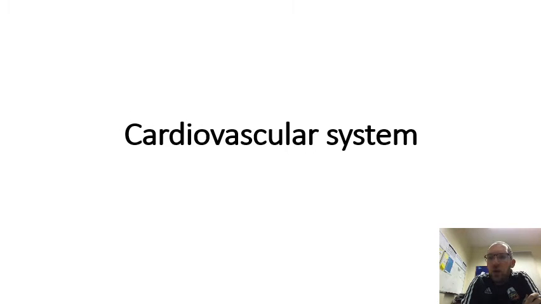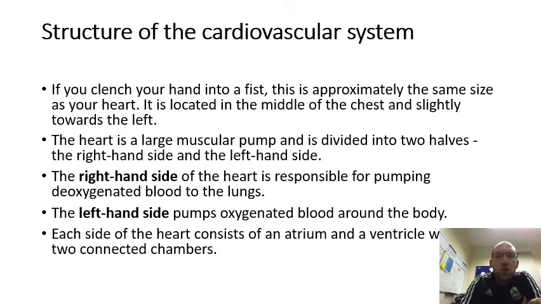We're going to talk through the cardiovascular system, the GCSE. Structure of the cardiovascular system. If you clench your hand into a fist, this is approximately the size of your heart. It is located in the middle of the chest and slightly towards the left. The heart is a large muscular pump that is divided into two hearts, the right side and the left side.